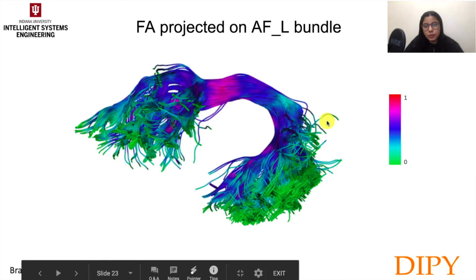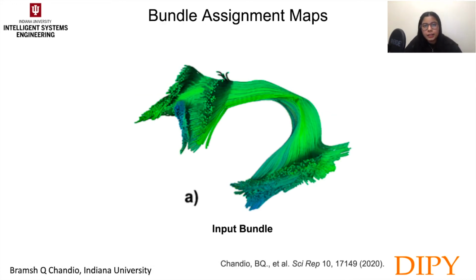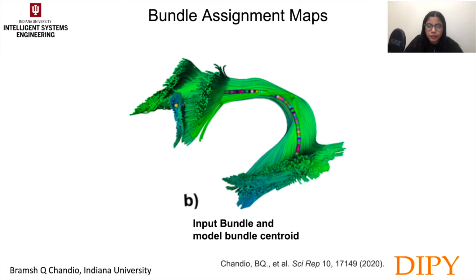To deal with this problem, we have created bundle assignment maps in BUAN, where we start with the input bundle and a model bundle centroid. This model bundle centroid, which you can see with multiple colors here, is generated from the model bundle that comes from the atlas. And this green bundle here is the extracted bundle from auto-calibrated Rokem bundles, in common space. So both centroid and bundle are in the MNI space here.